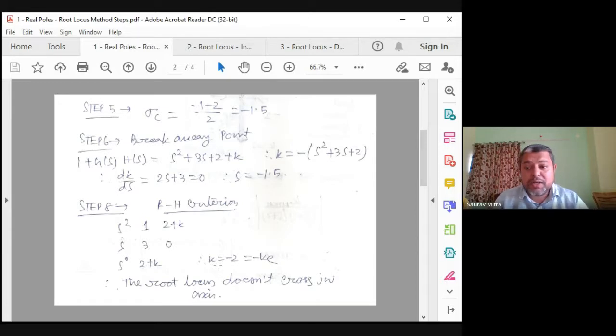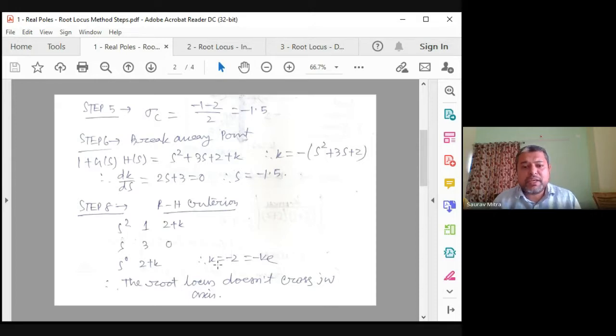First column all terms positive in RH criteria means the system is absolutely stable. What is meant by absolutely stable? For any value of k. In this case, any value of k means k value can be 0. In this case also, you are finding that the first column is all positive, so the system is stable. If k is infinity, then also the first column is positive, the system is absolutely stable.